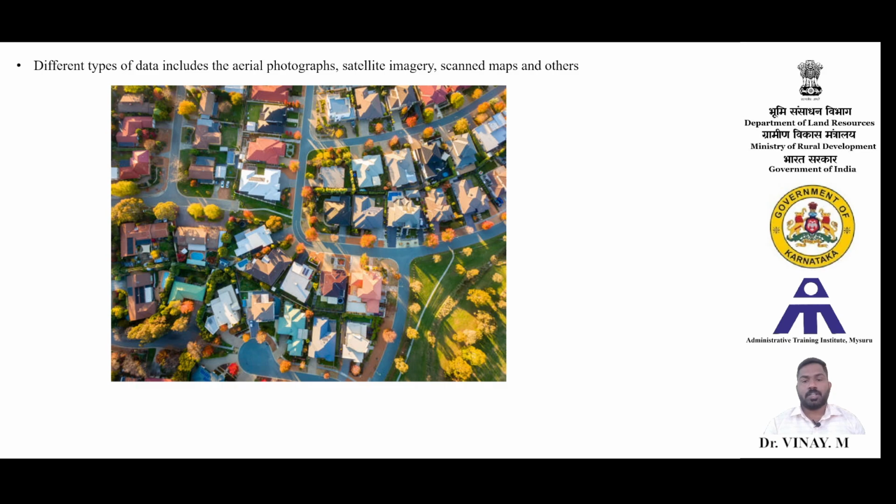So whether a particular house has a solar panel or not, or a swimming pool or not. What is the extent of the built up, what is the extent of the green space, all the things we can capture if we have the data. So this is the aerial photograph.